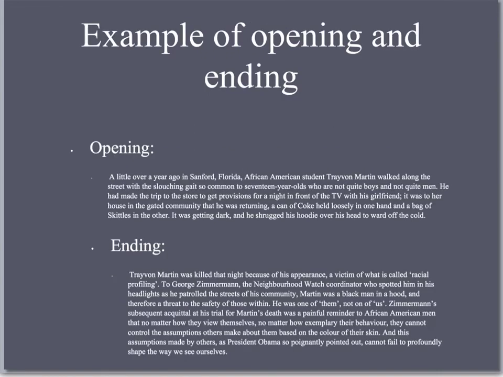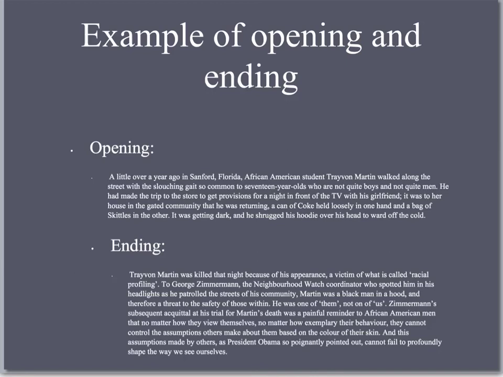So for those of you struggling with what I mean about openings and endings and what they might actually relate to, I've given you an example of an opening and an ending for this piece. So if my central idea is that how we see ourselves is based on our appearance, this is what I've chosen for the opening. I've gone to that central idea and I've thought about what examples I've got that might relate to that. And I thought that the case of Trayvon Martin would be a good one because he was judged on his appearance.